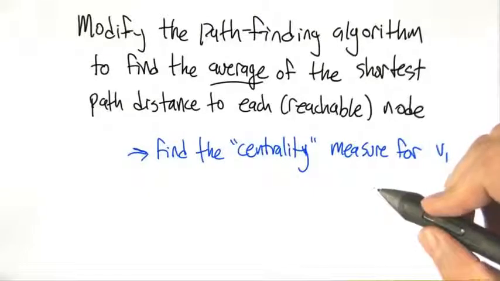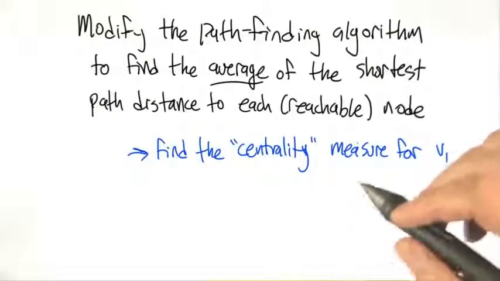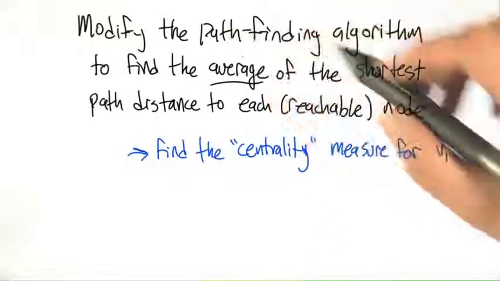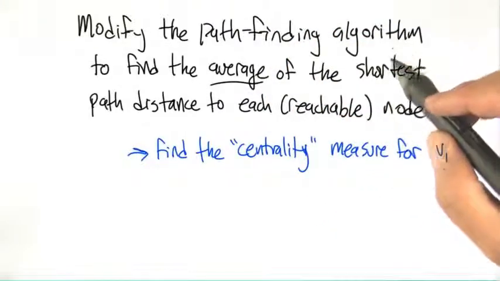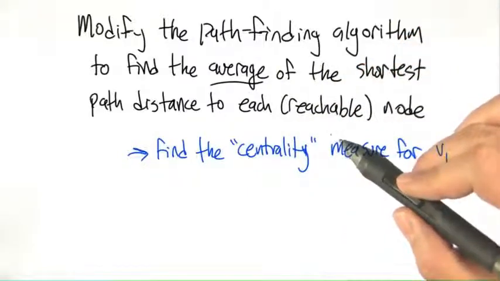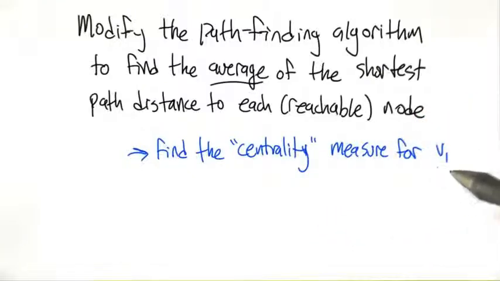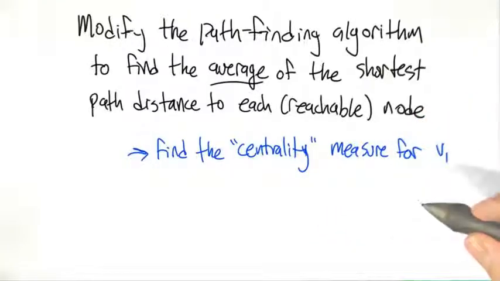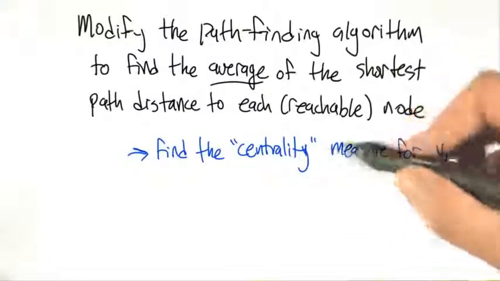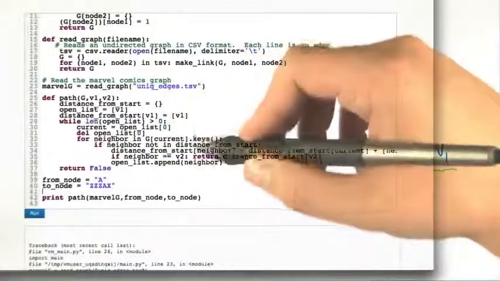All right, let's take a look at one more path type algorithm that's a simple variation of what we were just looking at. What I'd like you to do is modify the path finding algorithm that we've been playing with to find the average of the shortest path distance to each reachable node. So that'll give, for some node v1 that we give to the program, a measure of the centrality of v1. Okay, here's the code that we left off with.